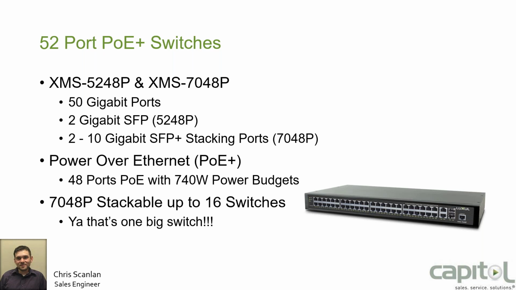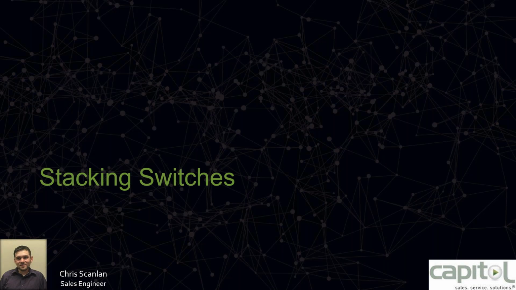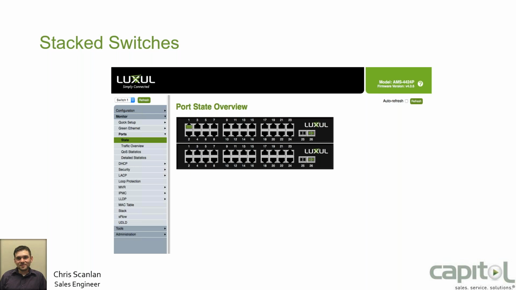So you stack two 7048s together, you can actually do up to 16 of these, and it becomes one big switch. Every time you stack a switch, you're adding on to the first switch. It's not creating 2, 3, 4 switches. It's actually making it one large switch with a 10 gigabit backbone between each one. So here are two 24-port switches stacked together. It is one IP address, one place to manage it. Also, you don't need to worry about VLANs going between the switches because it becomes one switch. Okay, much easier to manage.